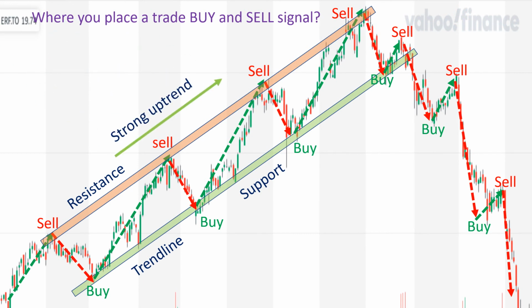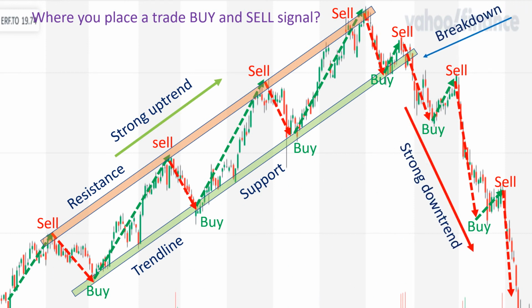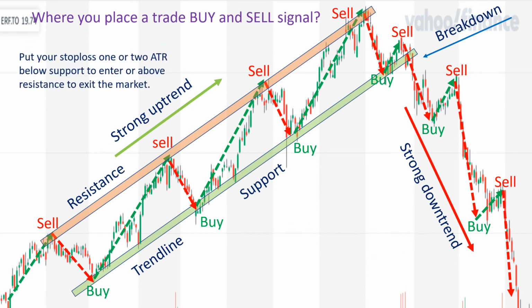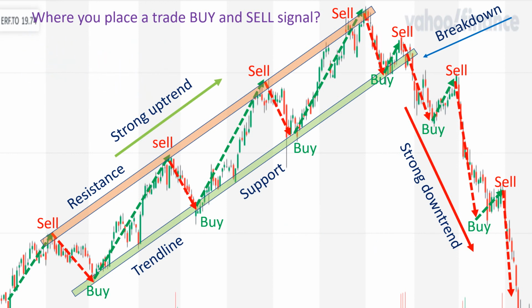And this is a strong uptrend and a strong downtrend. This is a price breakdown of the support. In a strong uptrend or downtrend, look for a reversal pattern or use candlestick blending to enter and exit the market. Put your stop loss 1 or 2 ATR below support to enter or above resistance to exit the market.